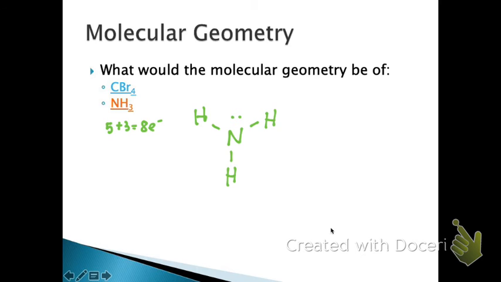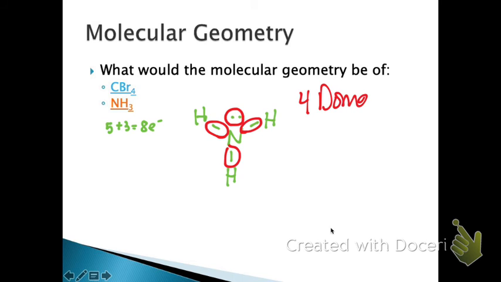Okay, that's what my Lewis structure looks like for NH3. So now let's count the total domains. How many total domains do we have? 1, 2, 3, and so we have 4 domains.